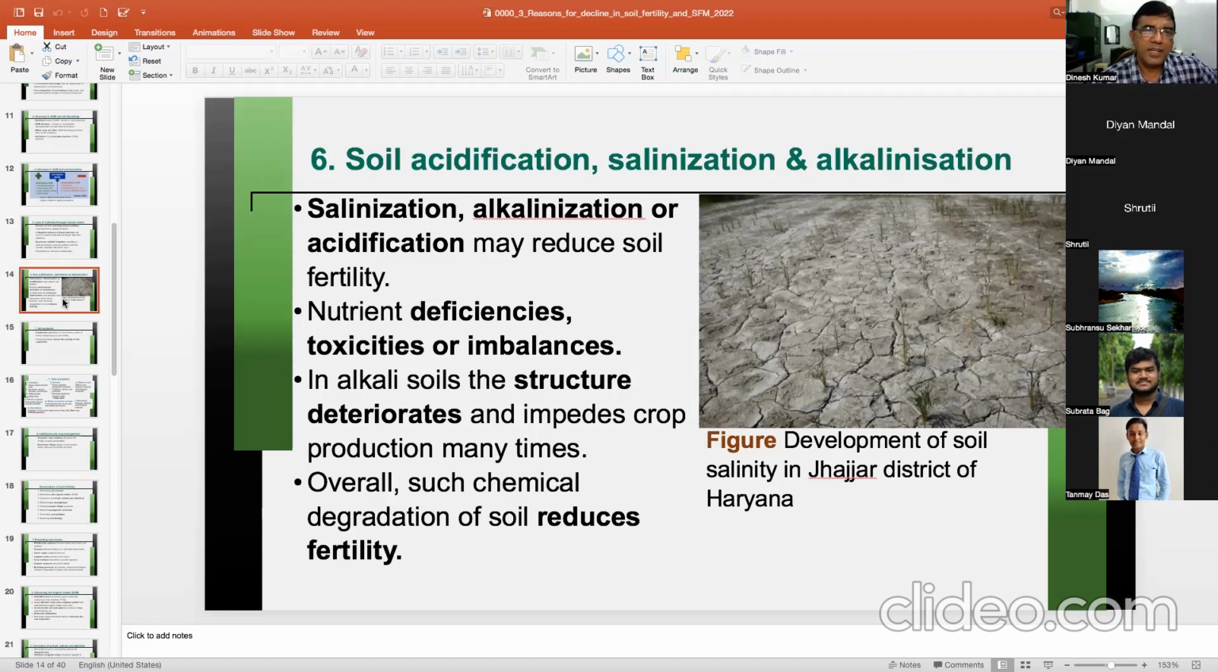It will also affect plant growth directly. Acids can directly inhibit plant growth. Similarly, at high pH, certain bases can inhibit plant growth directly and indirectly by reducing the supply of nutrients. So nutrient deficiencies and toxicities can happen due to acidification, salinization, and alkalinization, besides their direct effects. Overall, such chemical degradation of soil reduces fertility.